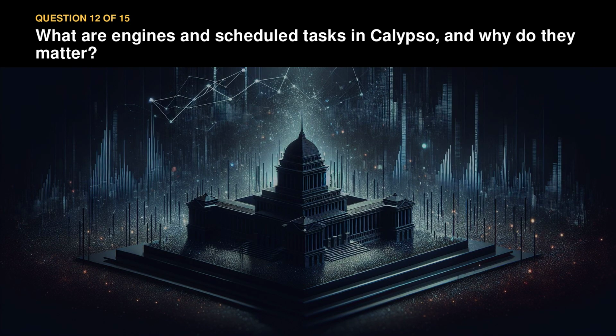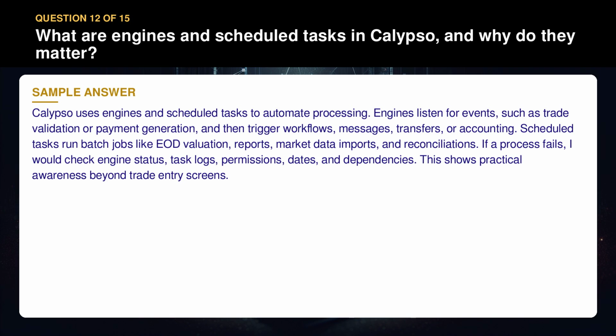Question 12. What are engines and scheduled tasks in Calypso? And why do they matter? Calypso uses engines and scheduled tasks to automate processing. Engines listen for events, such as trade validation or payment generation, and then trigger workflows, messages, transfers, or accounting. Scheduled tasks run batch jobs like EOD valuation, reports, market data imports, and reconciliations.